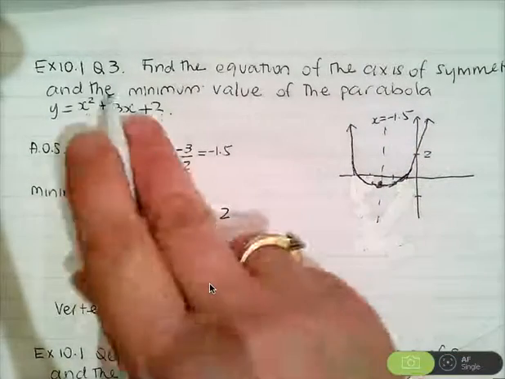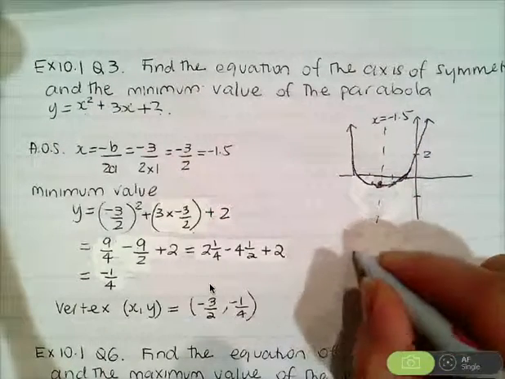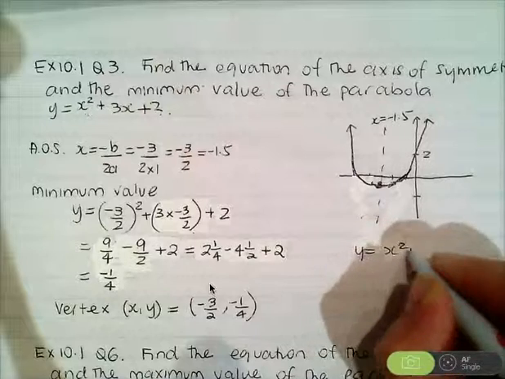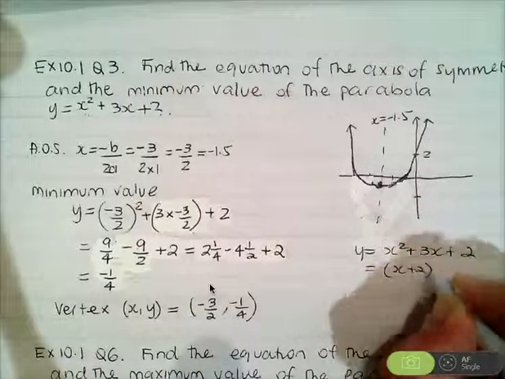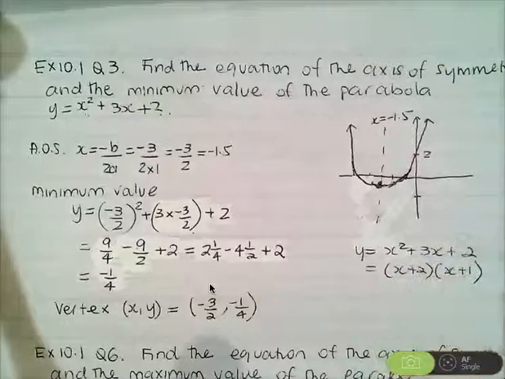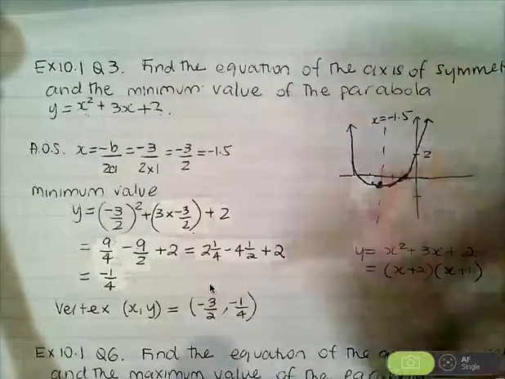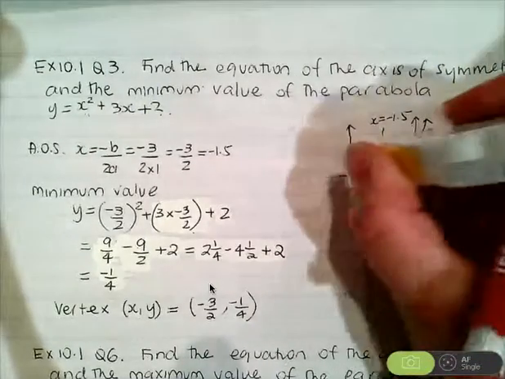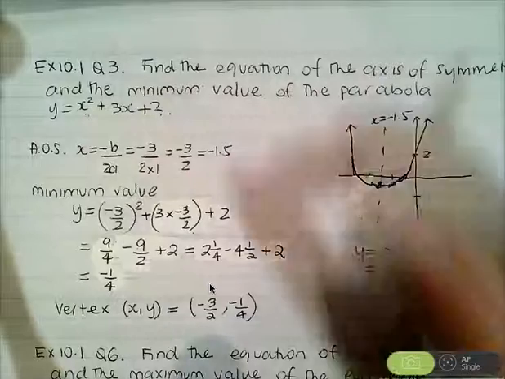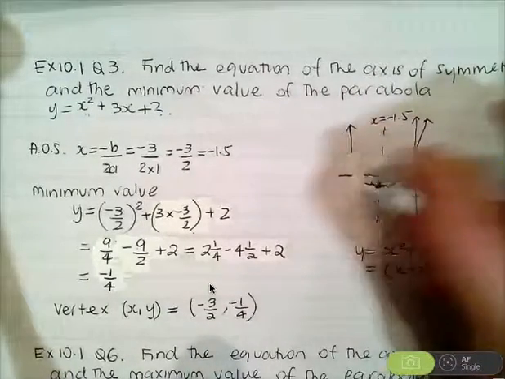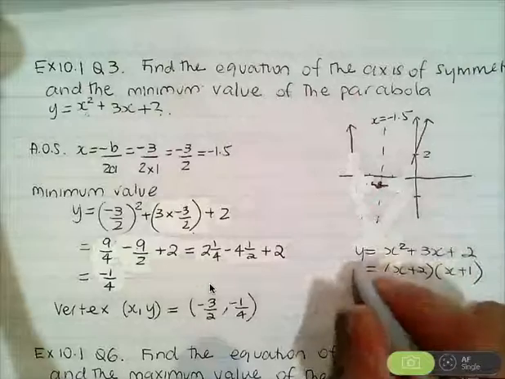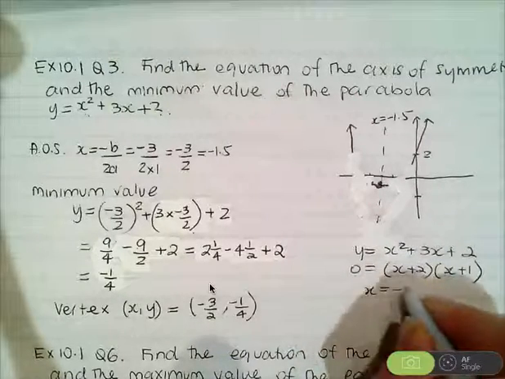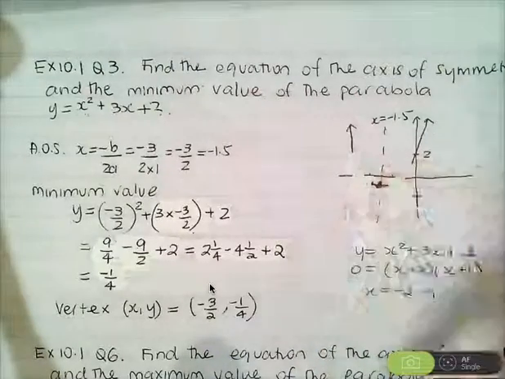Now if I want, I can try and factorize this. So I've got y equals x squared plus 3x plus 2. If I factorize that, I get (x plus 2)(x plus 1). And so therefore I can actually draw this a little bit better now. When I put y equals 0, so when I put this equal to 0, I work out that my x-intercepts are negative 2 and negative 1.